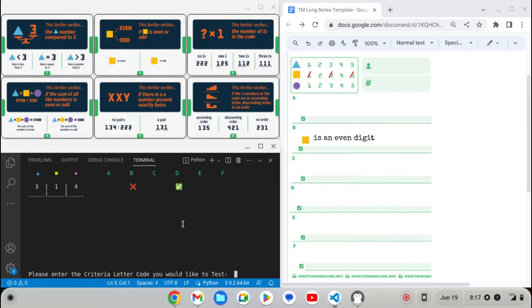Okay, so the Turing Machine approves of my proposal. Since criteria card D adds the digits, let's go ahead and add what I have. So I have 314. So 3 plus 1 is 4. 4 plus 4 is 8. That sum is even. The Turing Machine agrees with that. So that's what I'm going to write in my notes in section D. That triangle plus square plus circle should be an even quantity.